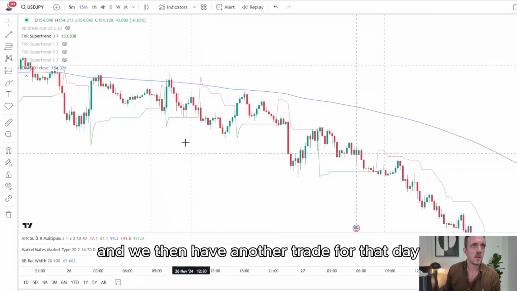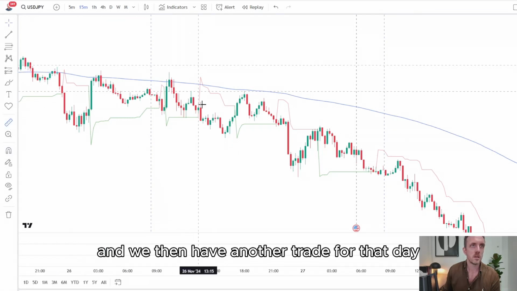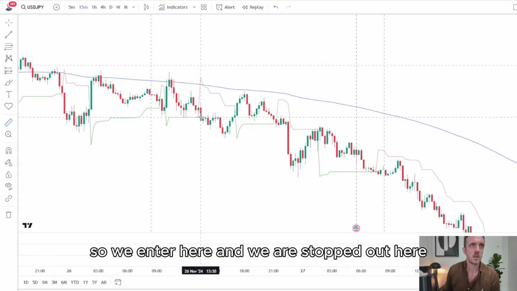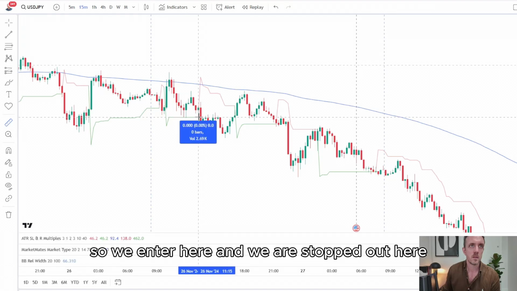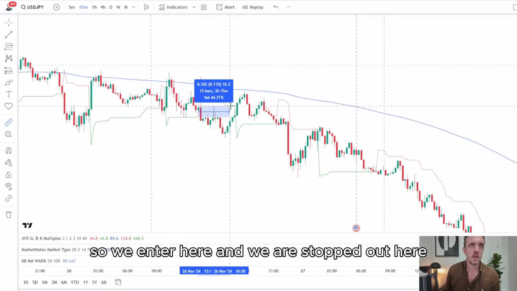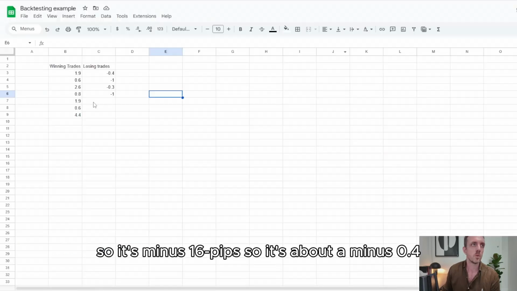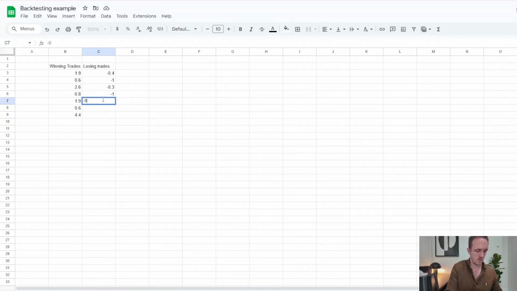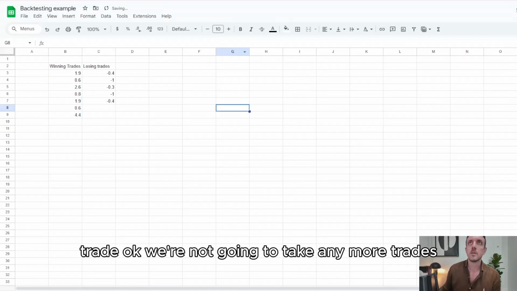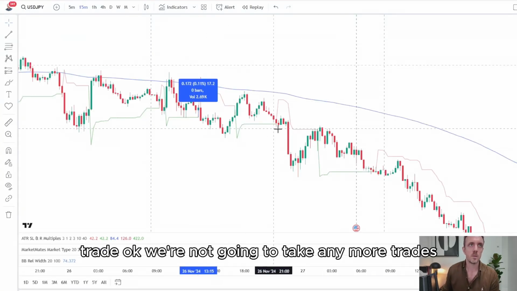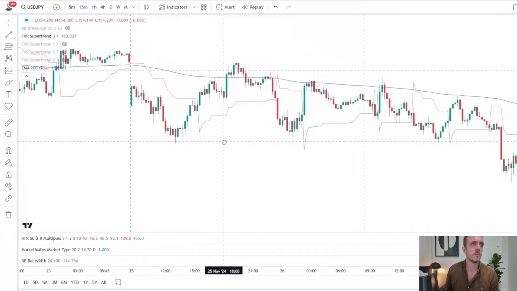And we then have another trade for that day. So we enter here and we are stopped out here. So it's -16 pips. So it's about a -0.4 trade. Okay, we're not going to take any more trades. It's just 2 trades today.